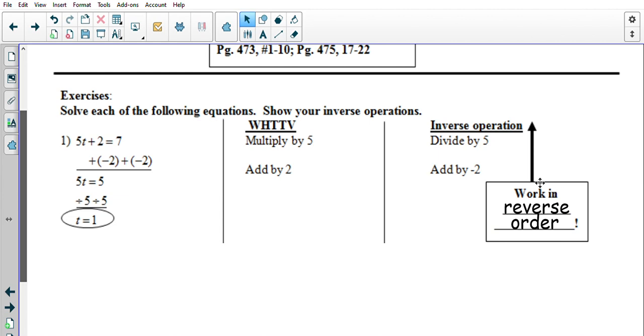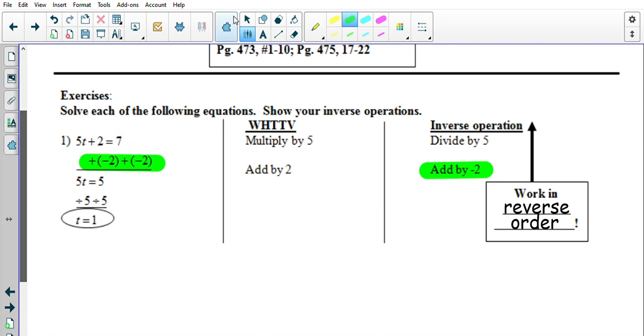So I usually like to draw an arrow from the bottom to the top because I'll actually start by adding -2 to both sides. So I'm going to highlight that in green. That's the first thing that I'm going to do. So I'm going to add -2 to both sides. Notice how I line up the add -2 underneath the other two, and I line up the plus -2 underneath the 7 on the right-hand side.